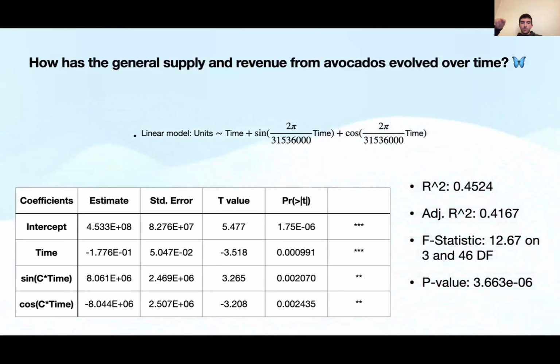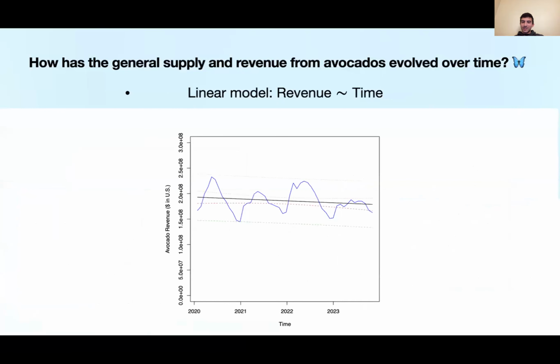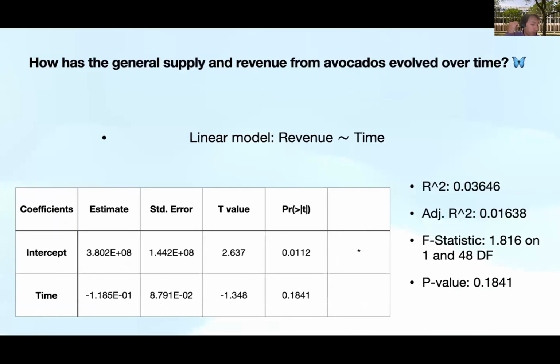Basically, the sine wave has an amplitude of 10 times 8 times 10 to the 6th. So there are significant fluctuations from month to month, or throughout the year. I also want to do the same for revenue. Since I'm running out of time, I'm just going to speed through this.